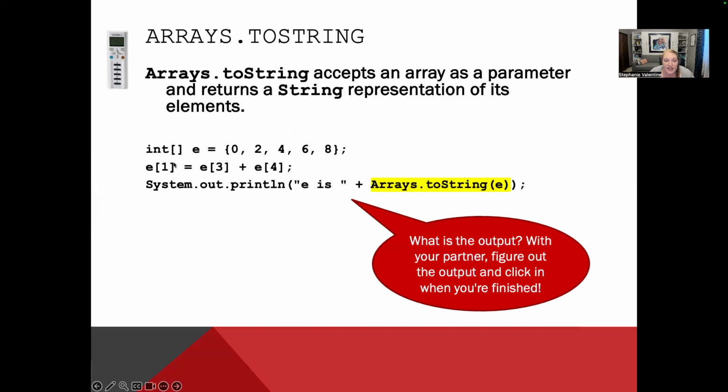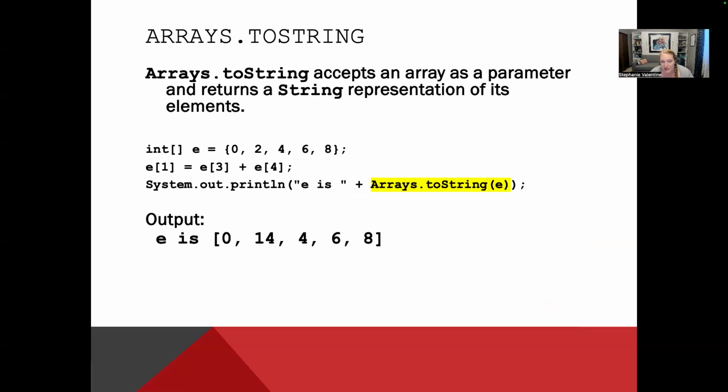Okay, we are going to take e at 1, whose value is 2. We're going to replace 2 with e at 3, which should be the 4th value, here 6, and we're going to add to it e at 4, which is the 5th value. 6 plus 8 is 14. So e at 1 is going to be 14. What it is going to print out to us is 0. We've replaced e at 1 to be 14, and then all of the other values are the same.